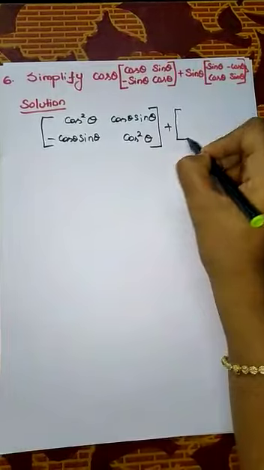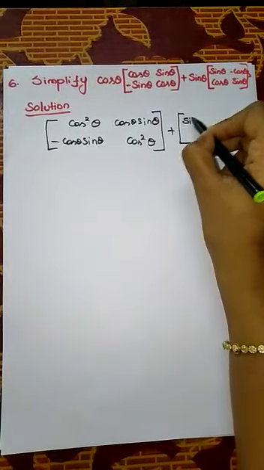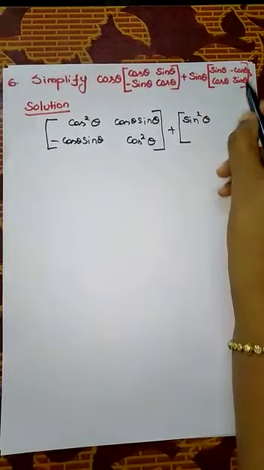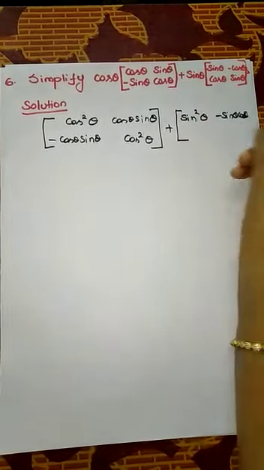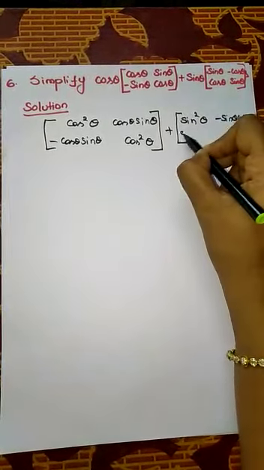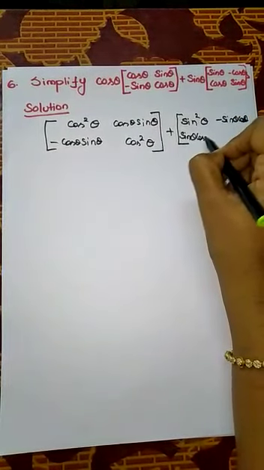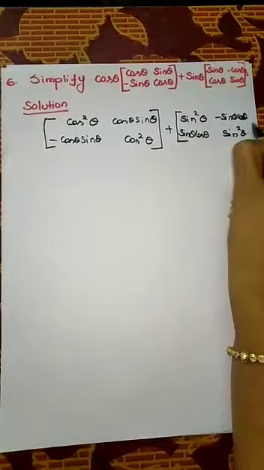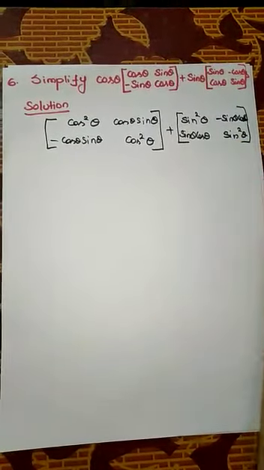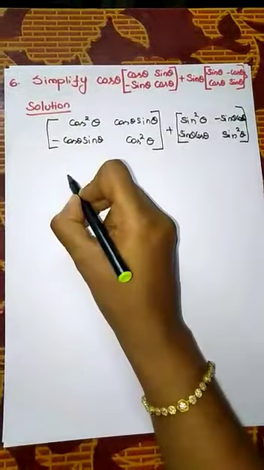Next sin into sin, sin square theta. Sin into minus cos, minus sin theta cos theta. Sin into cos, again sin theta cos theta. Sin into sin, sin square theta. Now both are 2 cross 2 matrices, so we have to add the values directly.